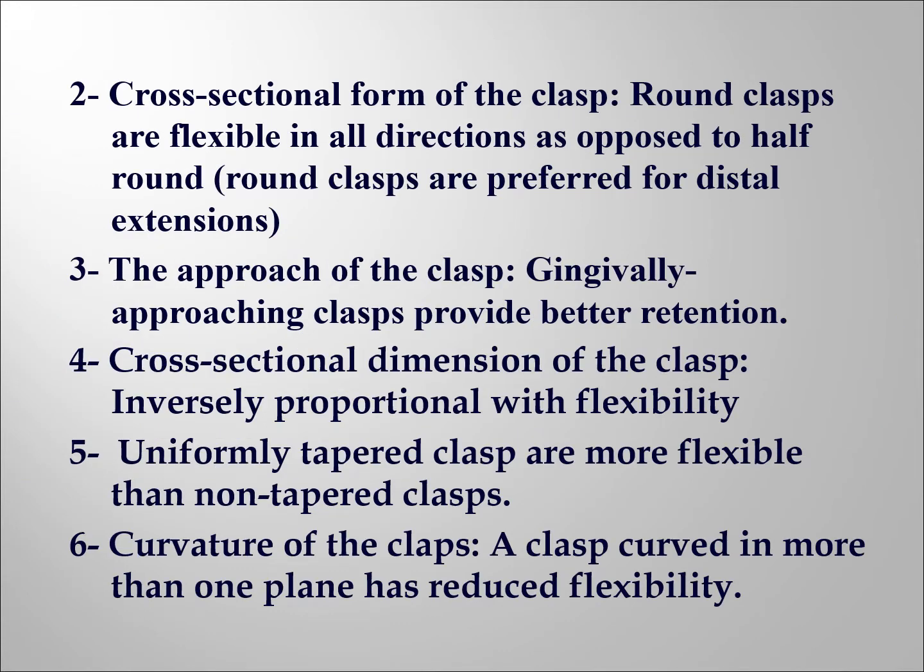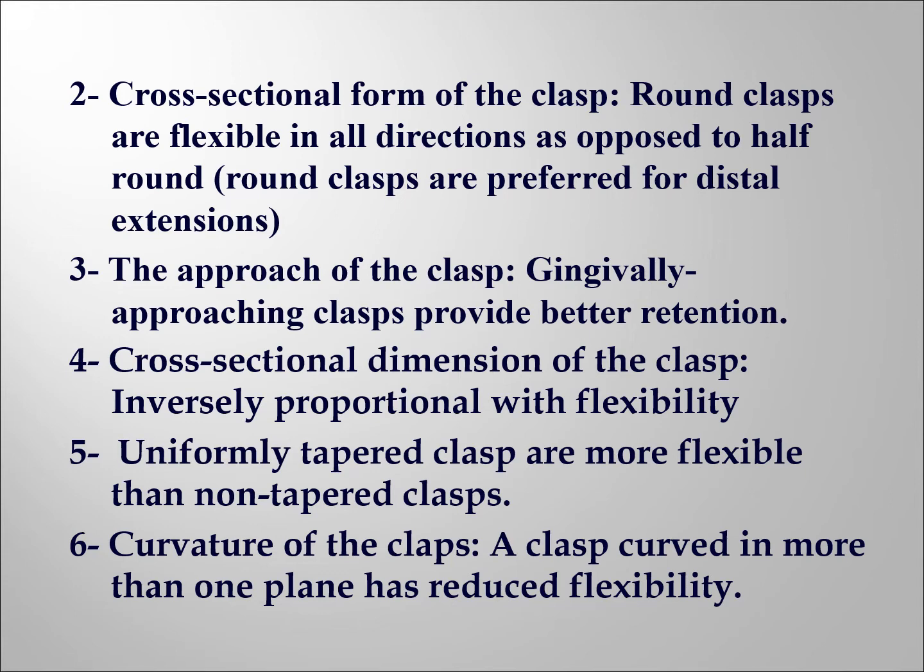Now, cross-sectional form of the clasp. There are two forms of the cross-section for the clasp. They can be round. Round clasps are flexible in all directions, while if it is half round, it is flexible only in one direction. So round clasps, for example, are preferred for distal extensions because we need a stress breaking effect. You will take about it later. Now the approach of the clasp. We have gingivally approaching clasps and we have occlusally approaching clasps, we will talk about them now.